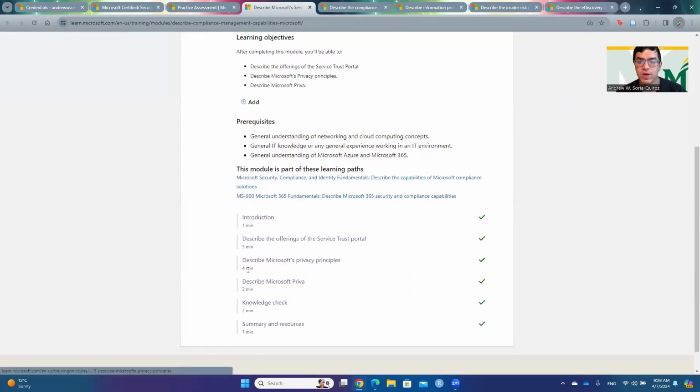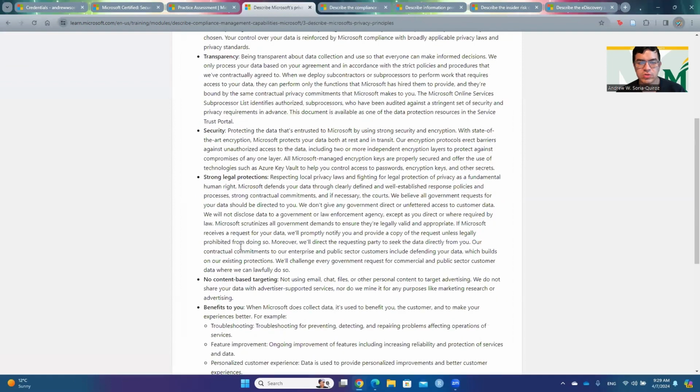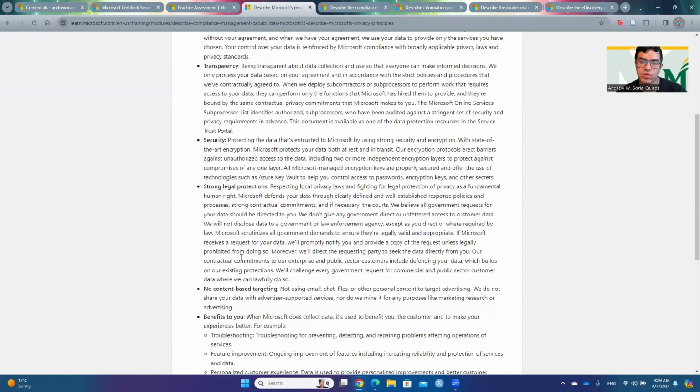What are the Microsoft privacy security principles? For example, this will be important. You should know at least to a broad concept what each of these things means. You don't need to know the definition, I would say, but you should know at least what they mean.